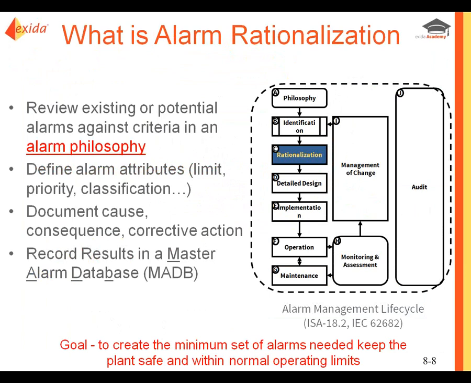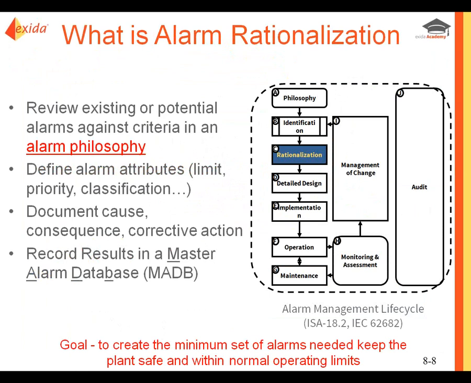The rationalization then is a process where you review either your existing alarms that you already have or ones that you think that you need to compare them against the criteria that you've established for an alarm. And that would be documented in your alarm philosophy document. It would contain information like the definition that we just looked at, essentially making sure that your alarms meet that definition and maybe more. We would also define the value of the attributes of the alarm.